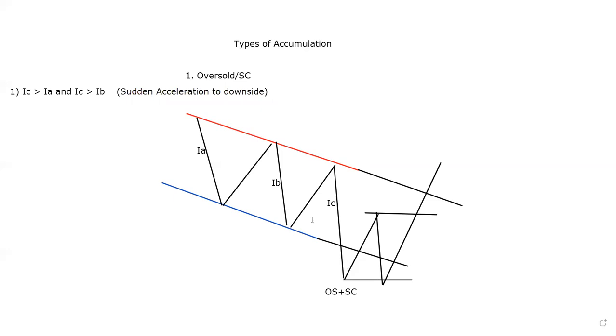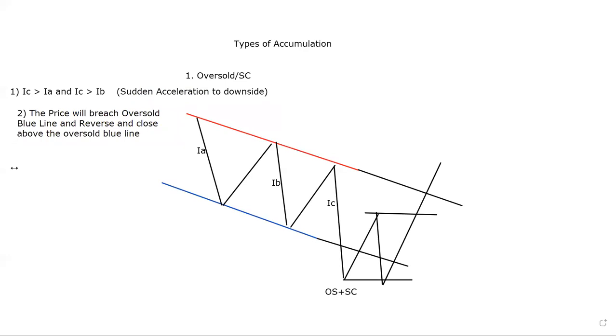And what's the second point here? Number two: the price will breach the oversold blue line and reverse and close above the oversold blue line. Got it? Very simple.